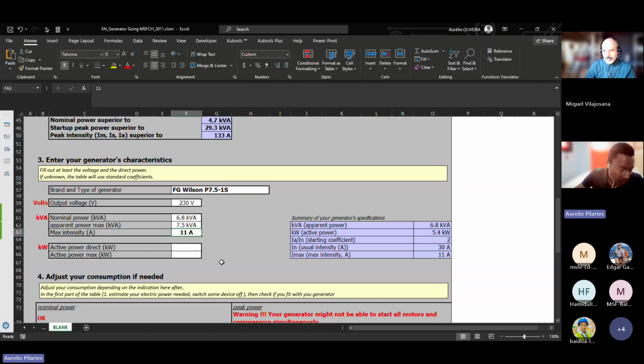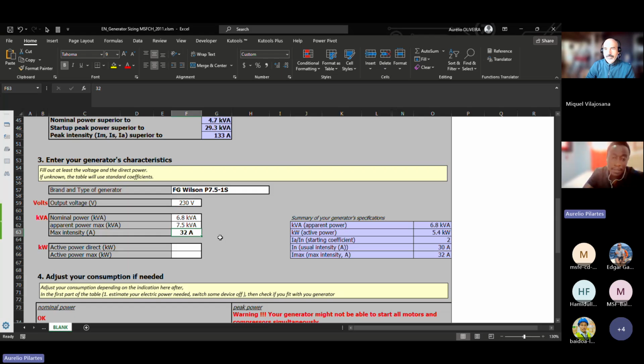Because the amps here, we have 6,800 divided by the voltage, which is 230. It's actually 32, not 11. 11 was for another power generator. So this power divided by the voltage of the generator, you have the current, which is 32 amps, the output current of the generator.